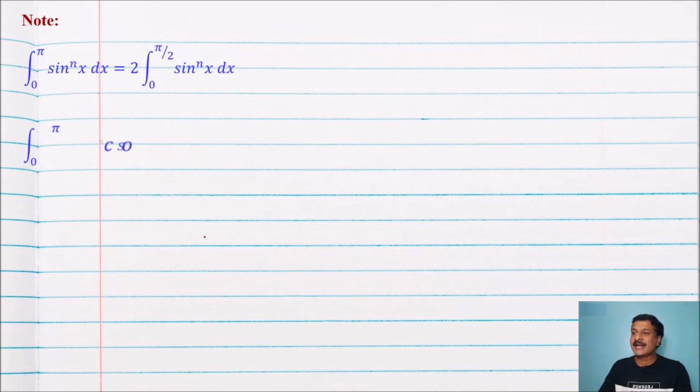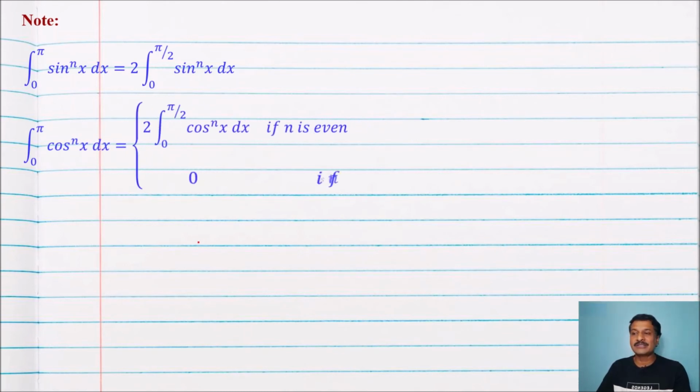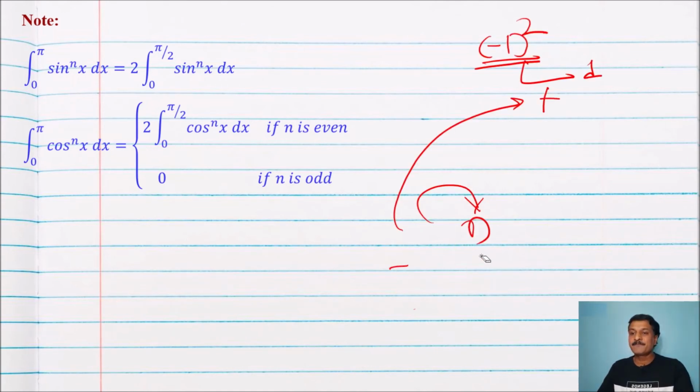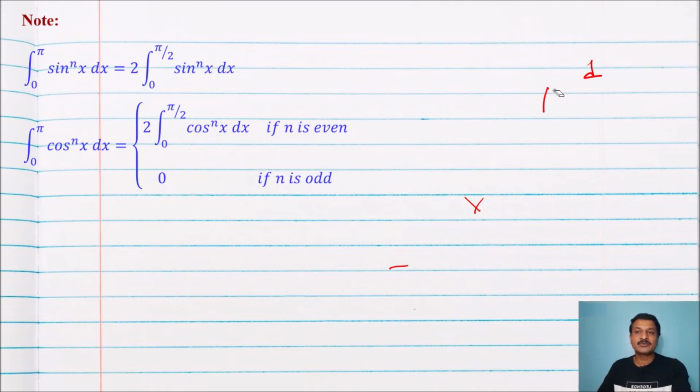Also note that integration 0 to pi of cos x raised to n dx equals, again the same theory, 0 to pi by 2, 0 to pi by 2. In the first quadrant cos is positive, but in the second quadrant cos is negative. But if n is even, then I will get a positive value and I will get 2 times it. So remember this formula directly: integration 0 to pi of cos x raised to n dx equals 2 times integration 0 to pi by 2 of cos x raised to n dx if n is even, and equals 0 if n is odd.